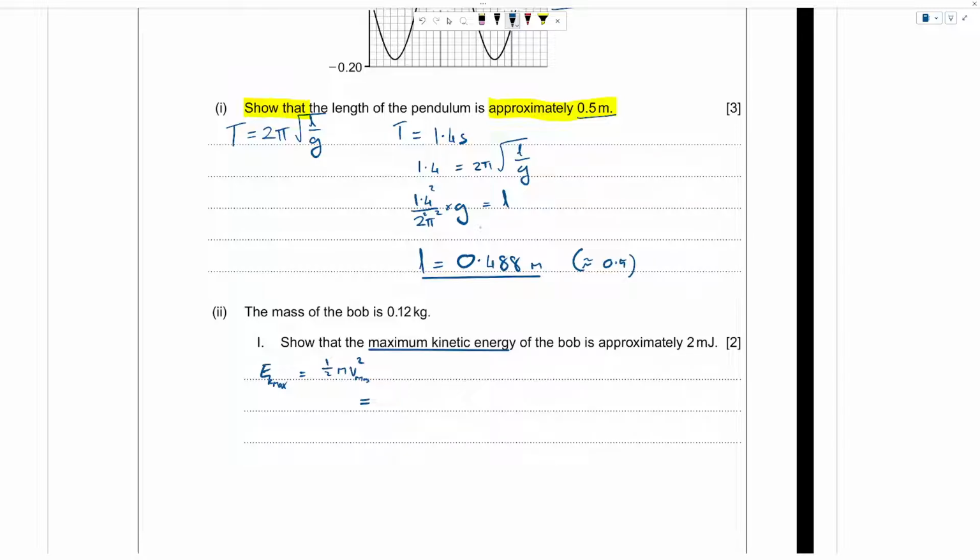So then it's just a substitute. Again, check the units. These are kilograms, so no problem there. A half times 0.12 times 0.18 squared. And hopefully that, again, to show that something is approximate, but I will give an exact answer. And I've got 0.00194.